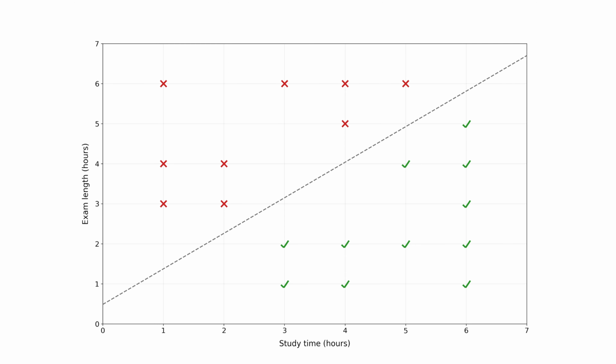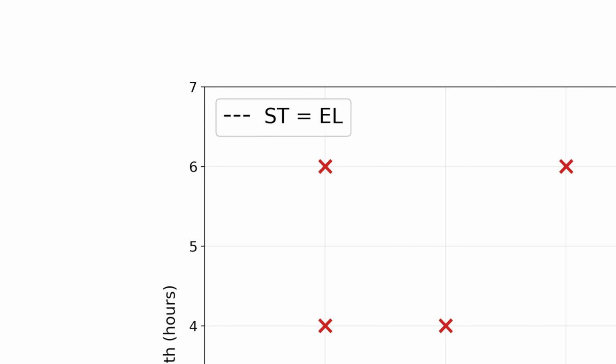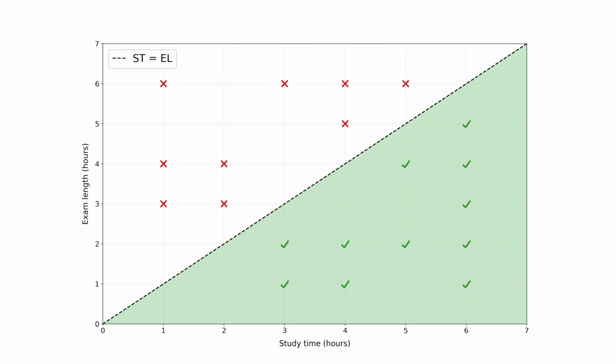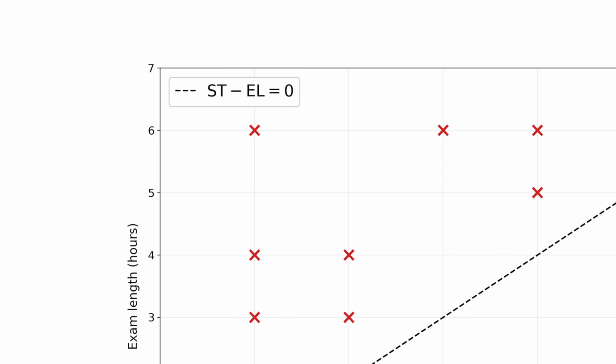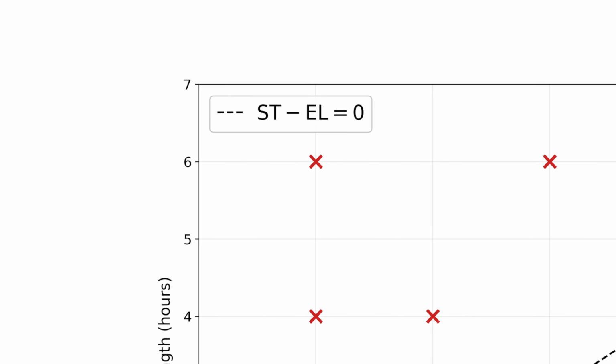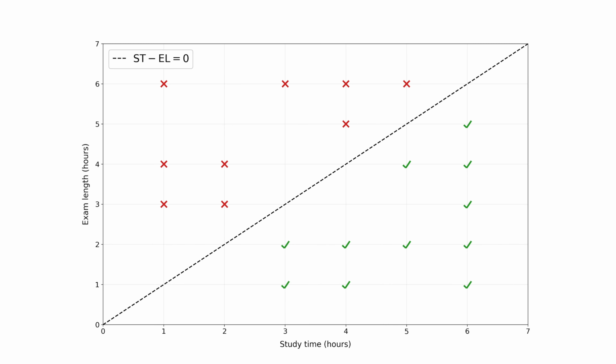To understand exactly how, we need to dive into what this line actually means. For this particular group of students, it seems like the tipping point between passing and failing happens when study time exactly matches exam length. Students that studied more than the exam length all passed, students that studied less all failed. We can rewrite this equation as study time minus exam length equals 0, capturing the bare minimum amount of work a student needs to do in order to pass.